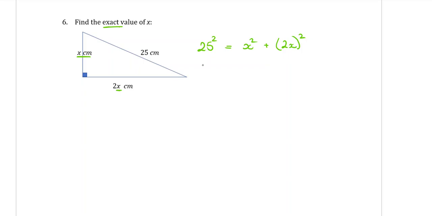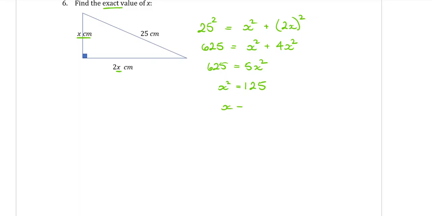So it will become 625, which is 25 squared, equals x squared plus 4x squared, squaring that 2. X squared plus 4x squared makes 5x squared. Dividing by 5, we get x squared equals 125. To get rid of the squared, we will square root the 125. Only the positive version because we're talking about the side of a triangle, so you can't have a negative side length.